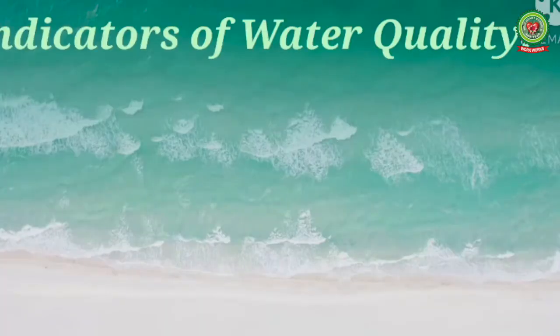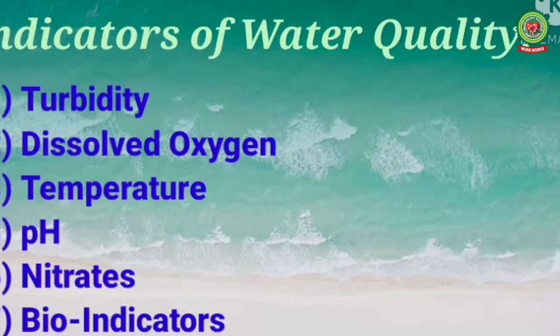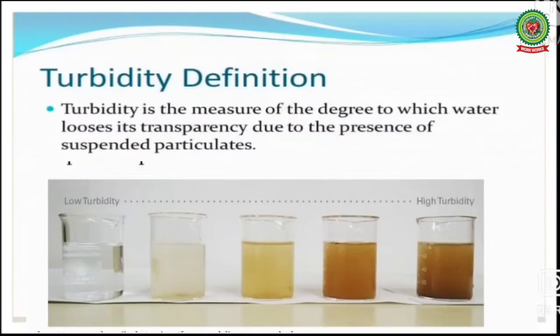Students, next topic for the day is indicators of water quality, which includes turbidity of water, dissolved oxygen in water, temperature of water, pH of water, nitrates present in water and bioindicators. So let's start with the discussion of indicators of water quality in detail. First is turbidity. Turbidity is the measure of the degree to which water loses its transparency due to presence of suspended particulates. You can see the picture here which is explaining turbidity nicely.